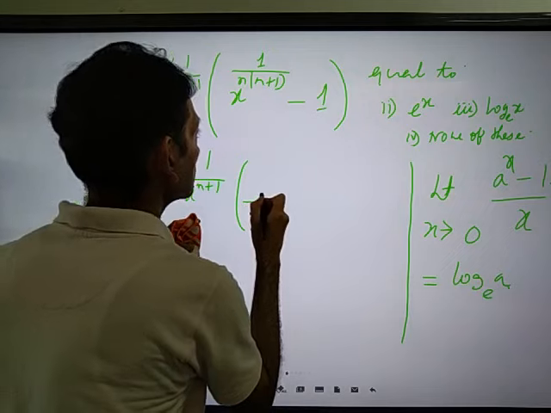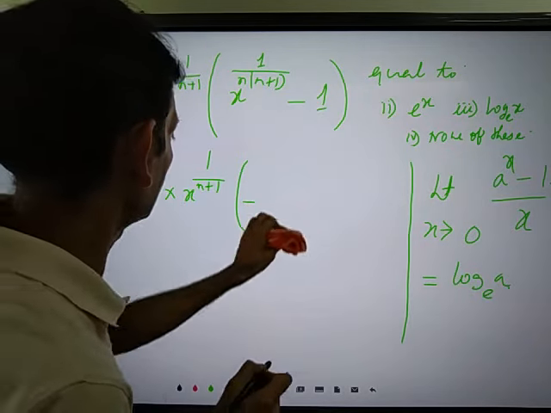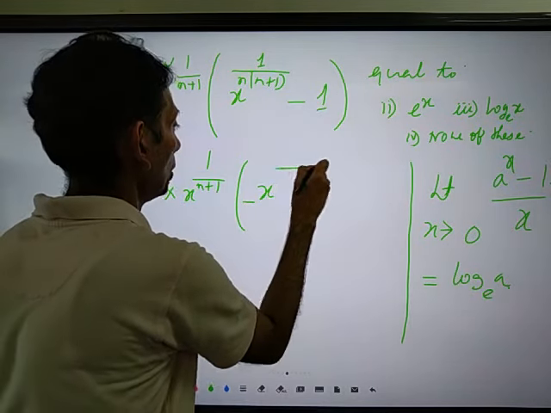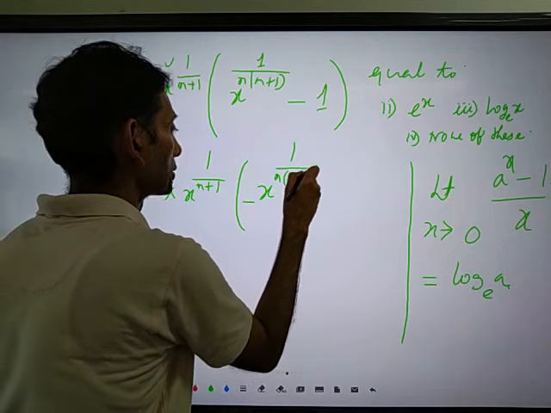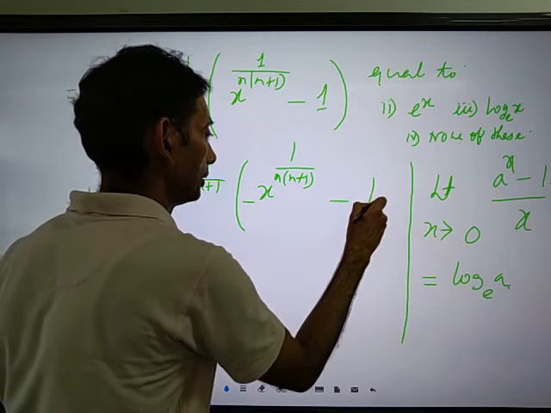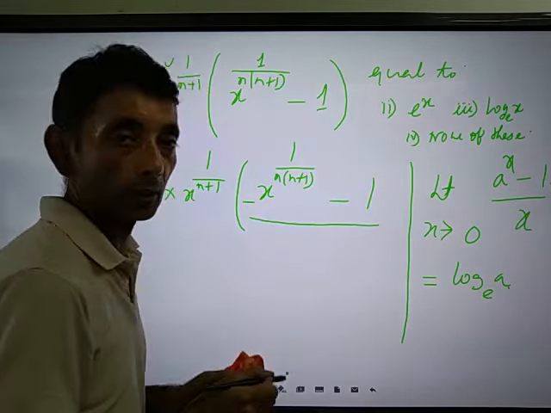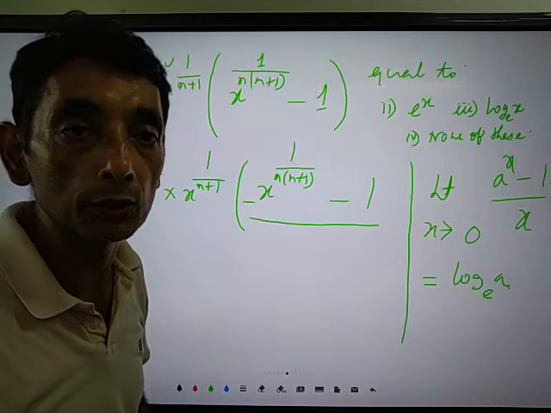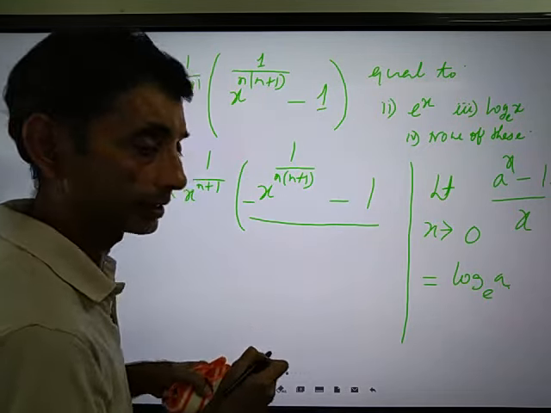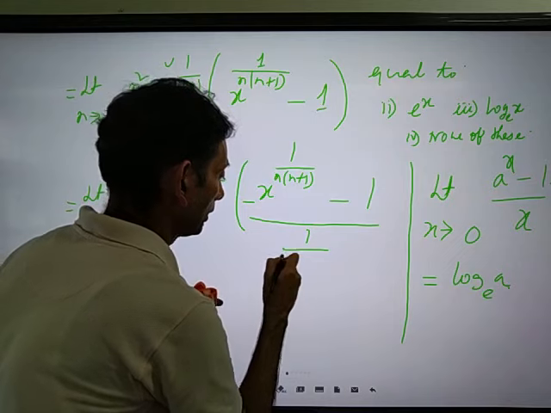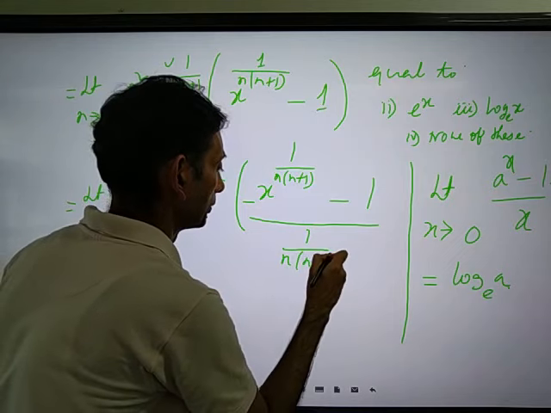So what I'm going to do is, we're just going to manipulate one expression, that is x to the power 1 upon n by n plus 1 minus 1. Okay, what is the exponent of x? This is 1 upon n into n plus 1. That term we are just going to write this, that is 1 upon n plus 1, right?